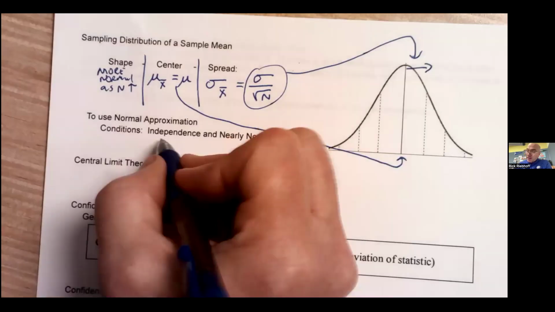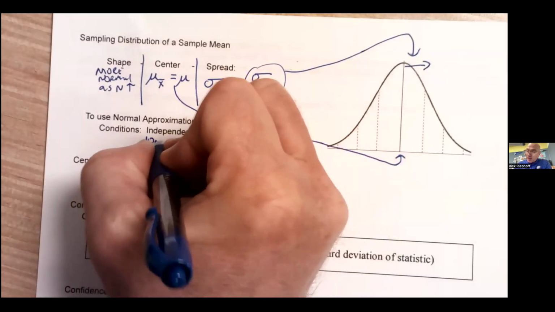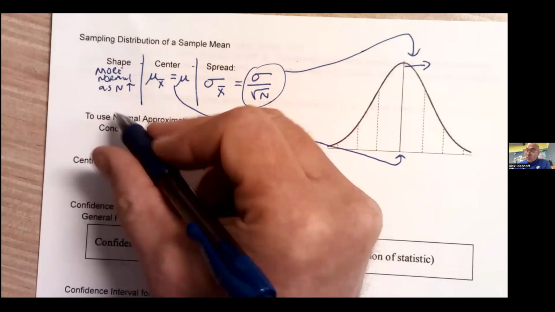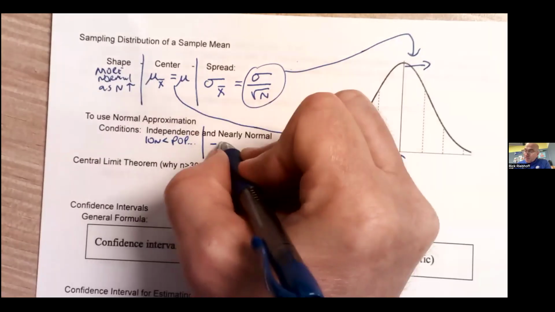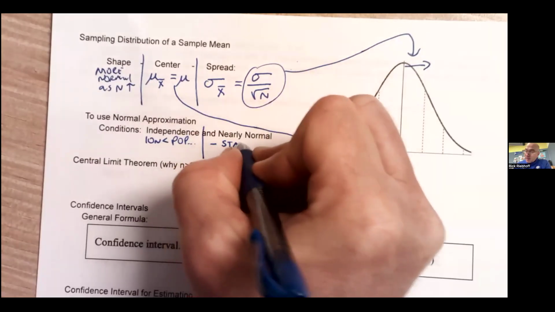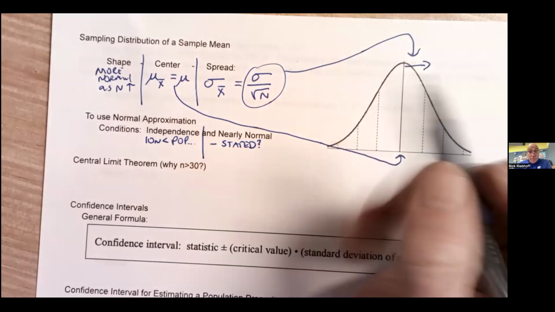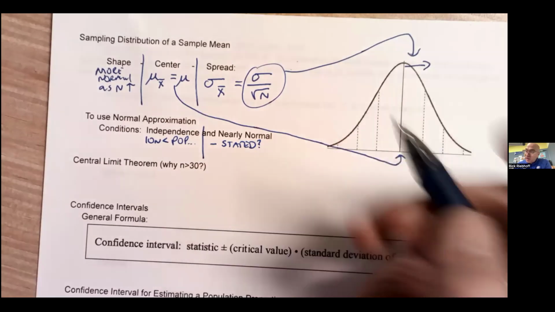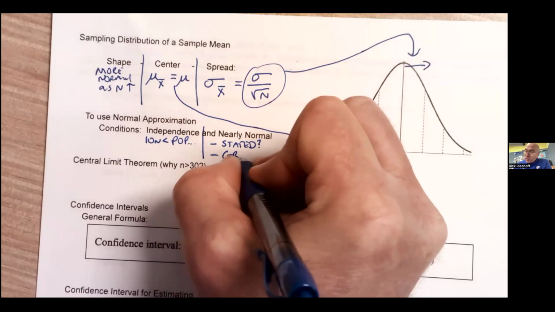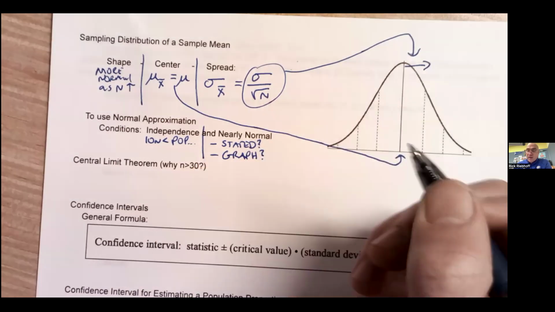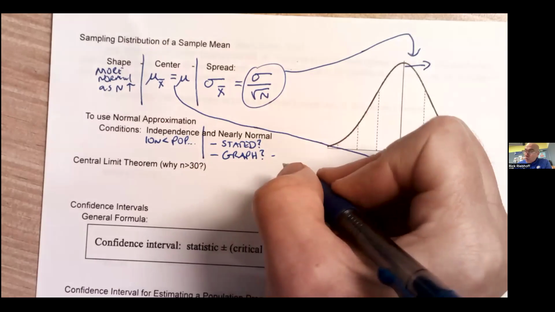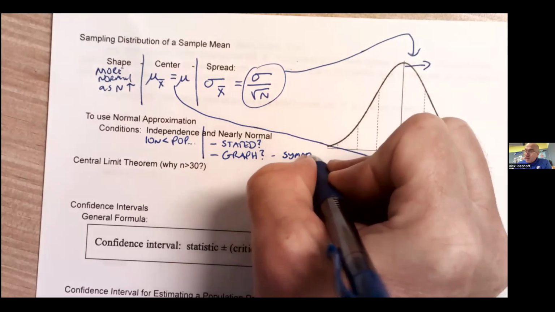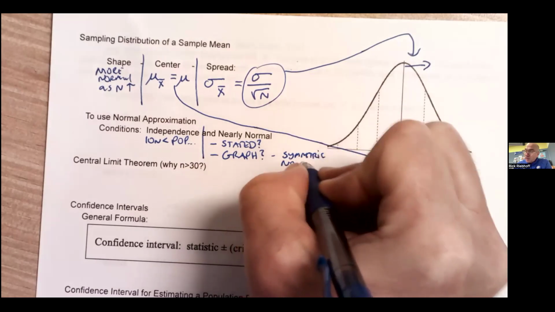All right, conditions: independent, same as before. This is 10 times less than the population, same as we did on the last one. For nearly normal for the sampling distribution, is it stated? A lot of times they will say, assume that the population we're drawing from is fairly normal. If it is, then you're all good, right? Can you graph it or do they give you a graph? Does the graph look nearly normal? What we're looking for is symmetry, right? Does it look pretty symmetric? We don't want a skew. That's what we're commenting on.